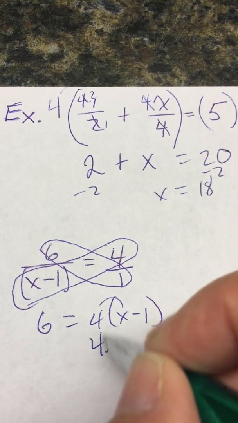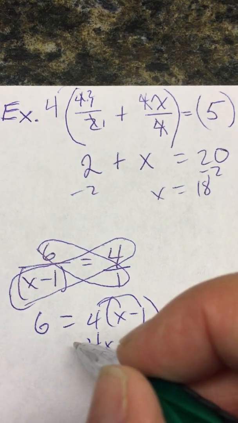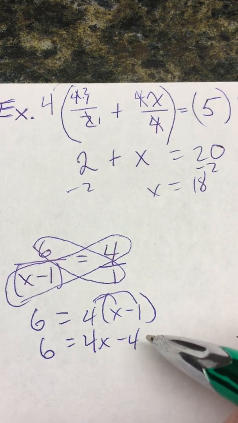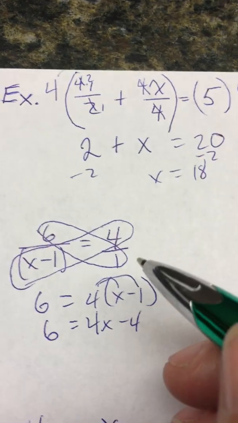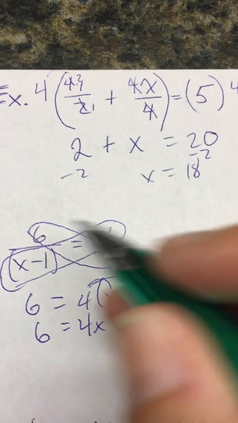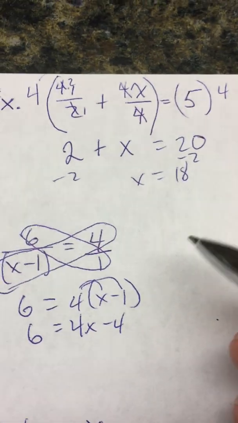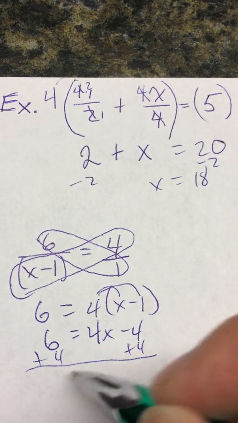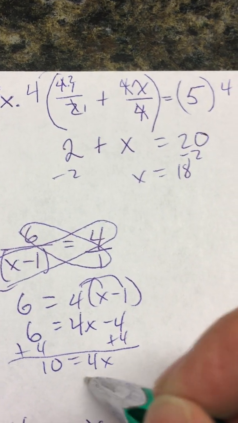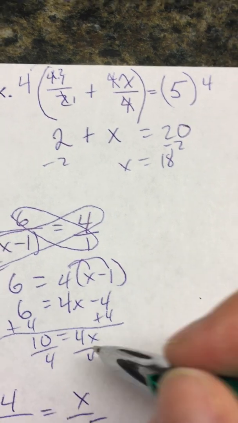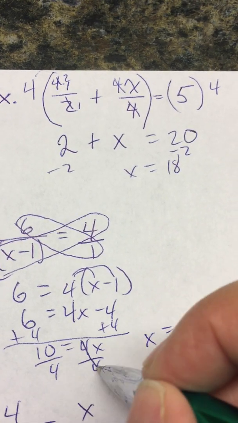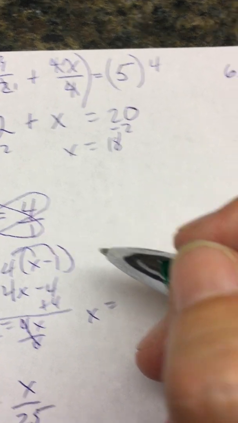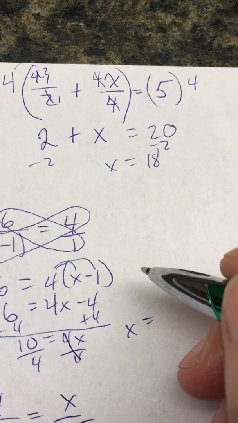4 times x is 4x. 4 times negative 1 is negative 4. Now you could have done it up here and said 4 times x is 4x and 4 times negative 1 is negative 4. I just want you to see what we were doing. So now that you've got the cross multiplying thing out of the way, we're just solving for x. So add 4 to both sides. Of course, that's 10 equals 4x. Divide by 4, divide by 4. And x winds up being, because the 4's cancel out, 10 divided by 4. This is number 3, right? Yeah, number 3. X winds up being 2.5.